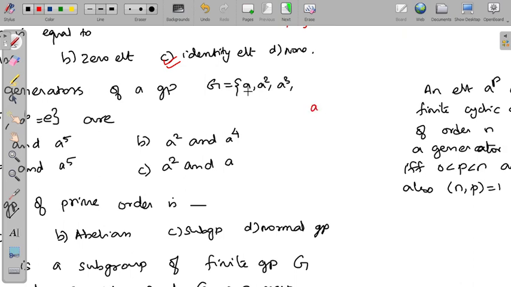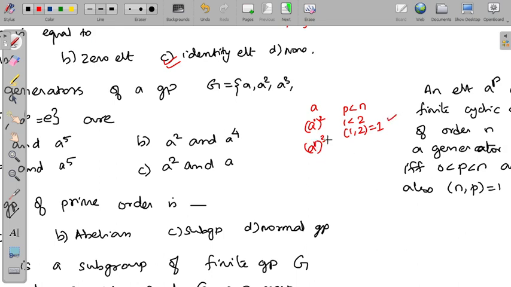So I am taking the element here, A. So A power 1 is A, then A power 2 is A square, A power 3 is A cube. So what we have to check here is the order. Here it is 1, A power 1. So 1 is less than 2, that is P less than N. Also it is relatively prime. 1 comma 2 is equal to 1, satisfied.